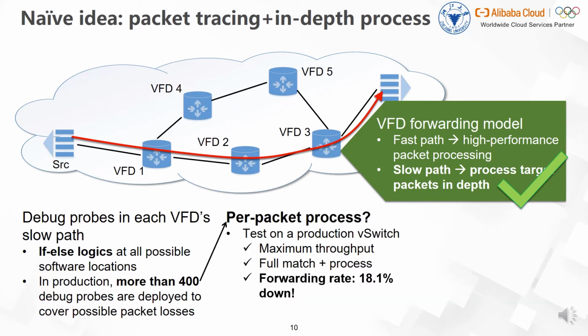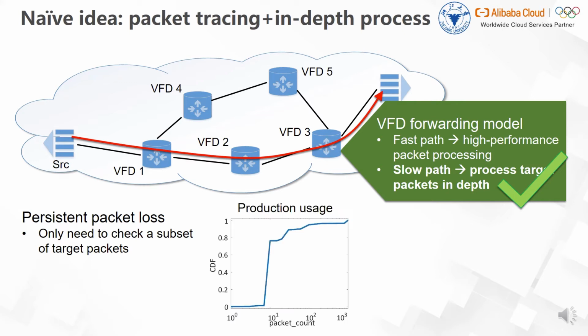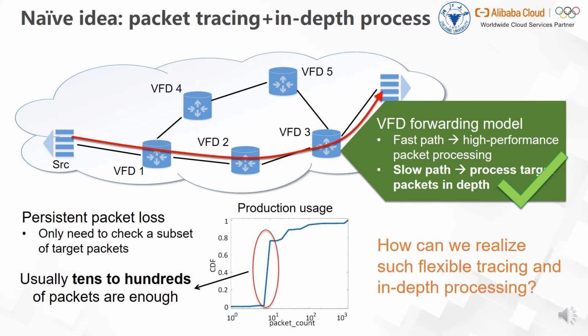In production, we have deployed more than 400 debug probes to cover possible packet losses. However, such deep processing is resource intensive for perfect processing, which is not acceptable. We must balance the trade-off between root cause diagnosis and performance loss. As this work concerns the persistent packet loss, checking a subset of target packets may be enough for the root cause diagnosis. According to our deployment experience, usually checking tens to hundreds of target packets are enough. In this way, the forwarding performance can be efficiently reduced.